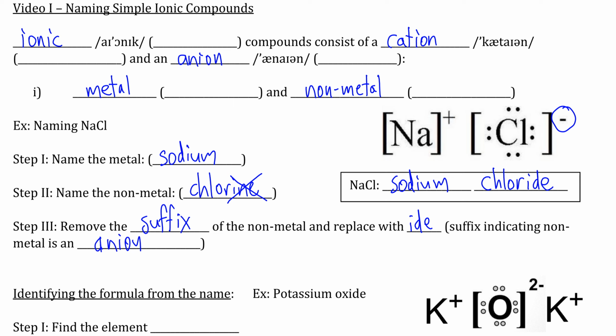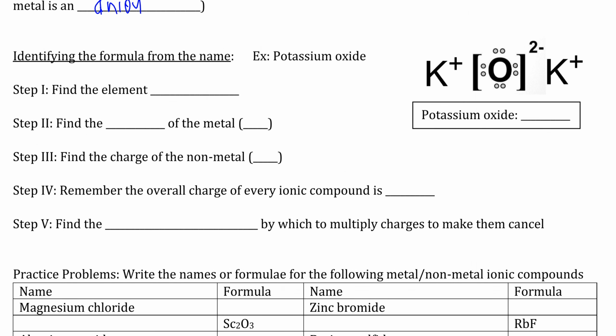So following these 3 steps, we can see that the name of this compound is sodium, our metal cation, chloride, our nonmetal anion. But what about going the other way? What about if we're given the name of this compound and we want to find out what the chemical formula of it is here? Now, most of the time we won't be given a convenient structural diagram like this. This is just for visualization.